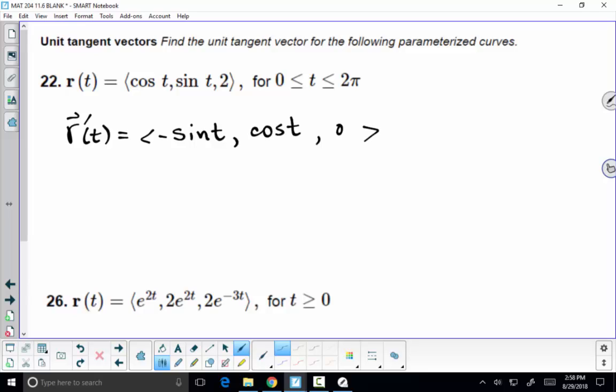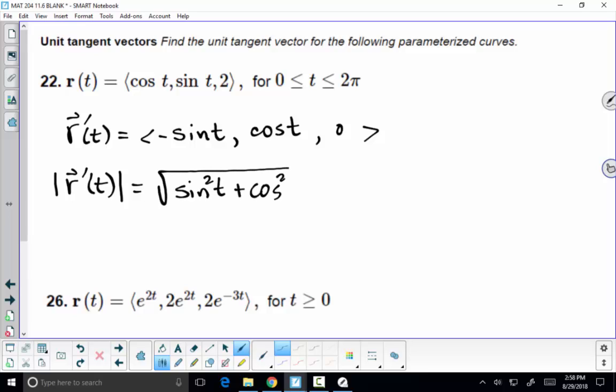So any questions on derivative vector? Just take a derivative of each component. And now we're going to find the magnitude of this. And we'll have to have our Pythagorean identity, remembering that sine squared plus cosine squared is 1. So it turns out that r prime in this case is the same thing as T.